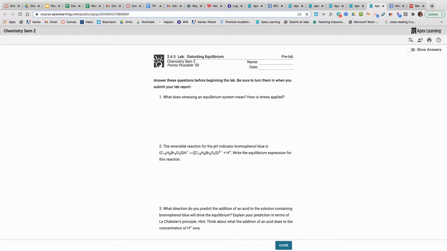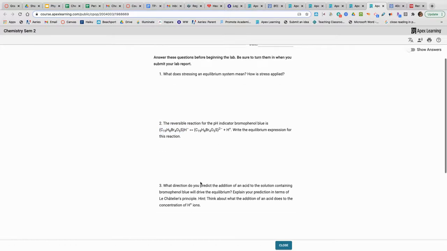And then the second question says, here's a reversible reaction with a pH indicator, bromothymol blue. Write the equilibrium expression for this reaction. So what you want to do is write KEQ equals, and then you're going to put the concentration of the products in the numerator and the concentration of the reactants in the denominator. It's always products over reactants.